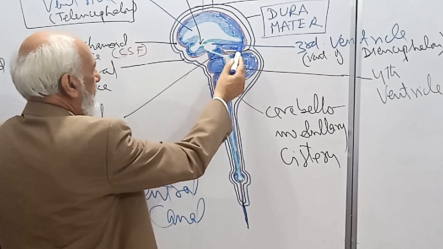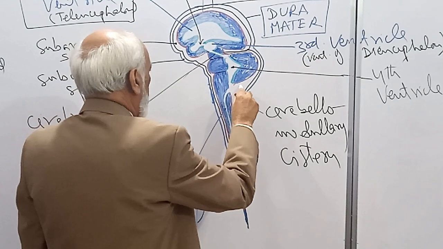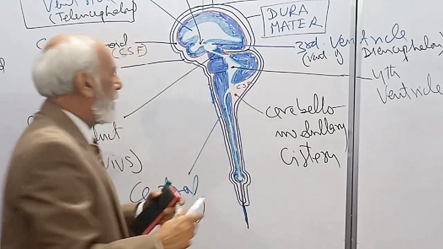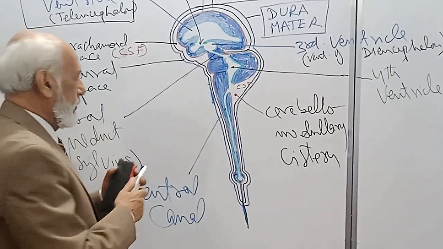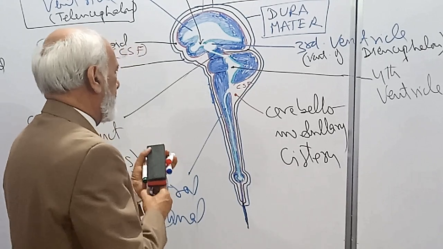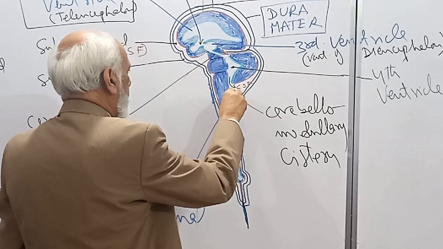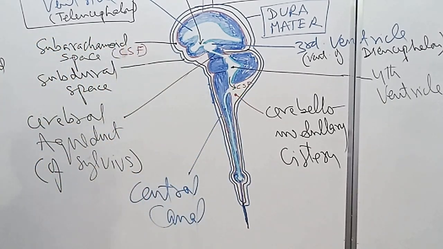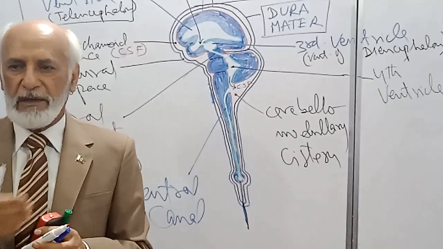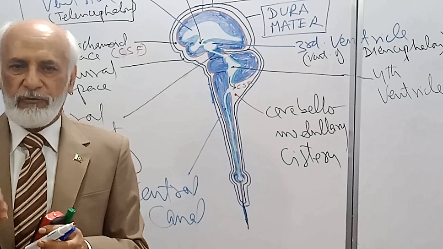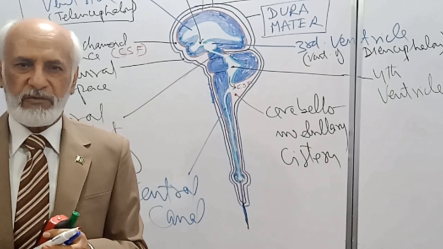Now, outside is the subarachnoid space, which is also filled with cerebrospinal fluid. In the roof of the fourth ventricle, there are three openings through which the cerebrospinal fluid flows into the subarachnoid space. One is in the midline and two on the lateral side. The midline foramen is called the foramen of Magendie, and on each side the foramen of Luschka, that we will discuss later in detail.